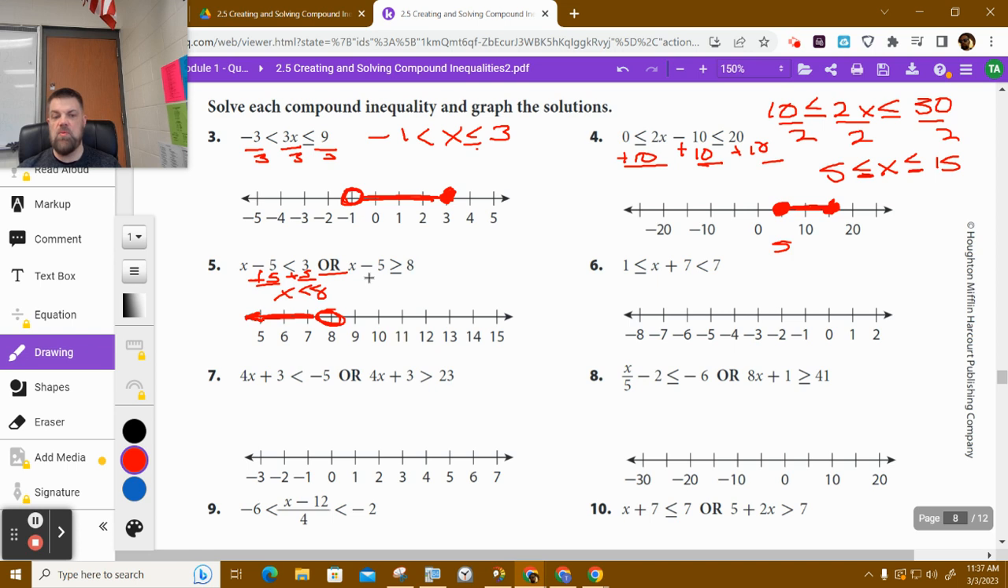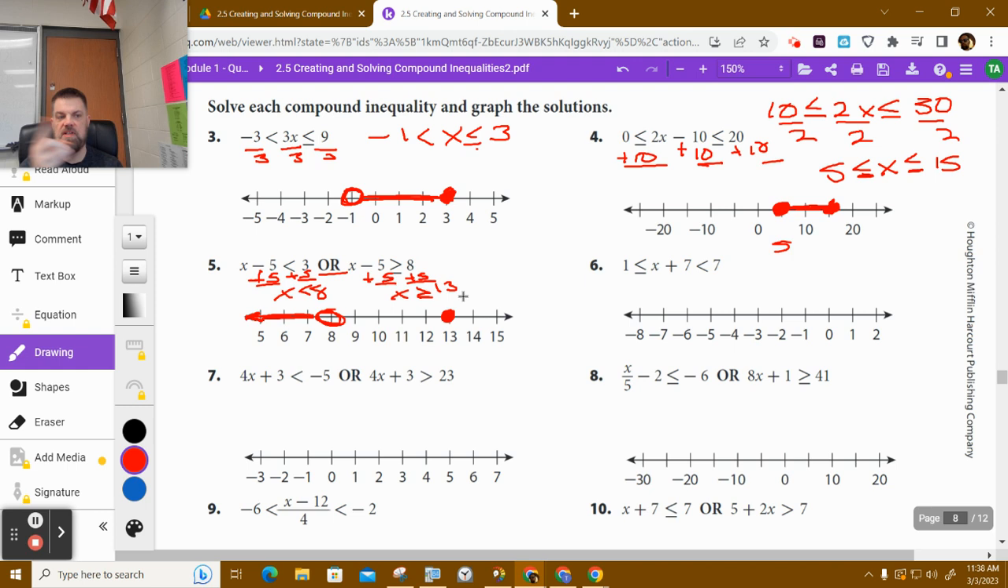Let's do the next one. What do I do over here? Same thing. I'm going to add 5 to both sides. And I get x is greater than 13. But it has that little equal sign. See that? That means greater than or equal to. Open or close circle at 13? Closed. Why is it closed?